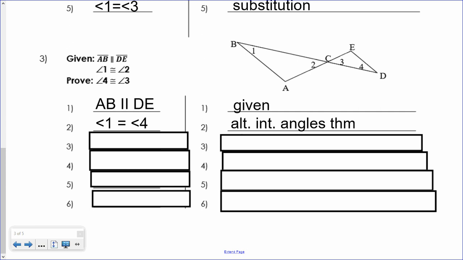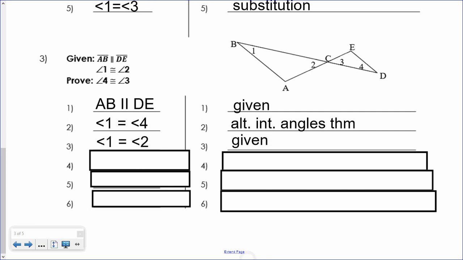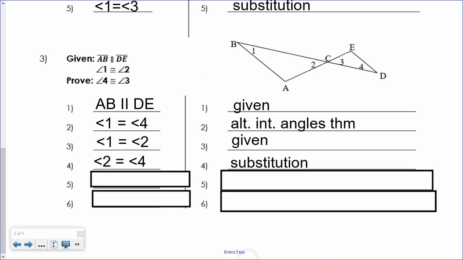Okay. Where did that come from? It was the second given. I had 2 of them. So now I'm going to bring that into the picture. If I now have that 1 is equal to 4 and 1 is equal to 2, what can I conclude from those two? 4 is equal to 2. Why? Because of the transitive property or substitution, whichever you want.